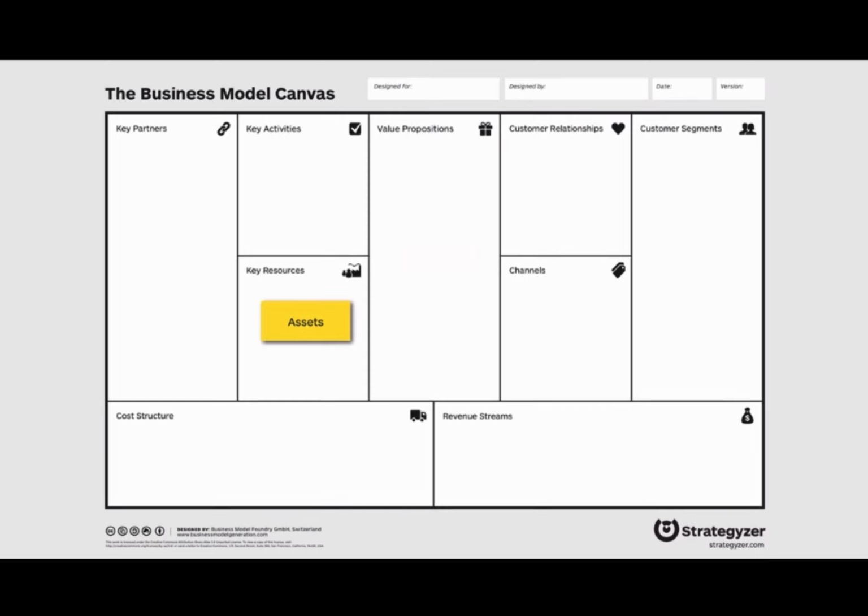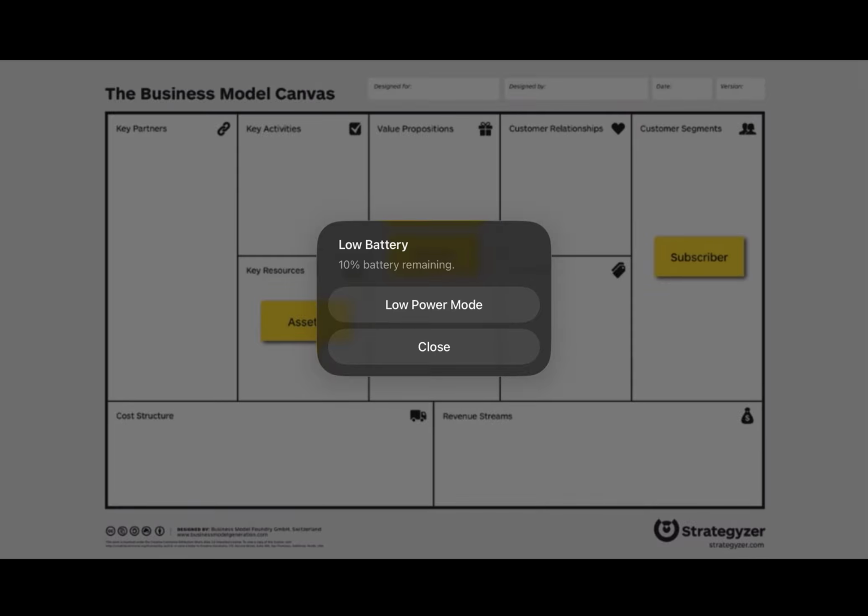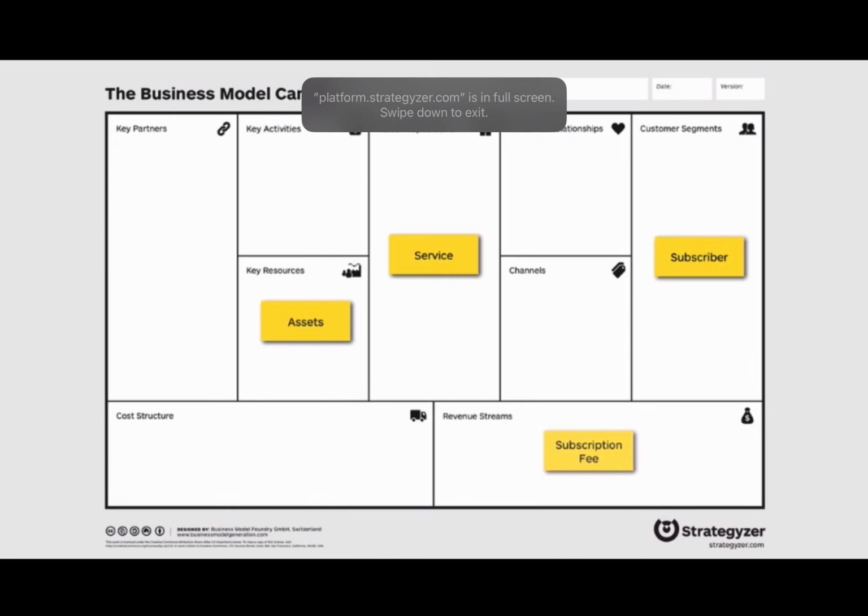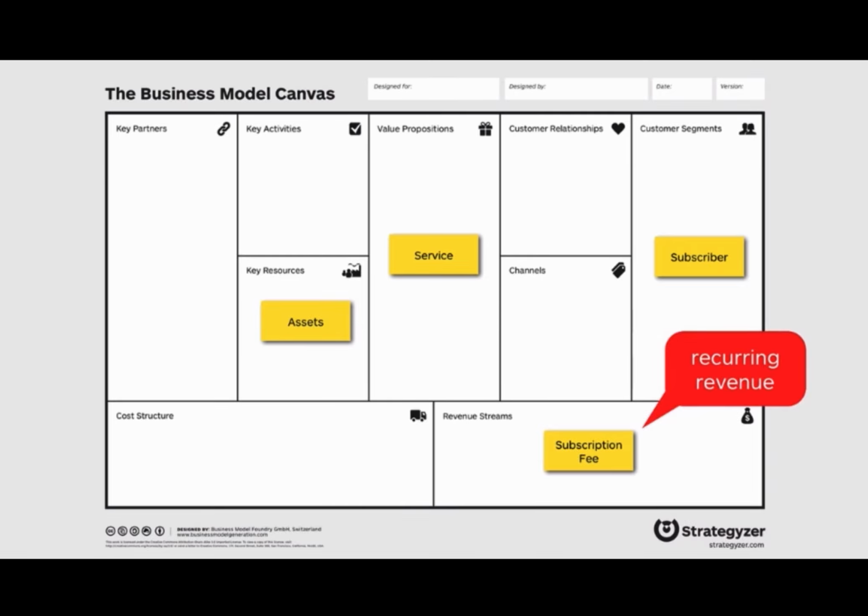As a key resource, you have an asset that is offered as a service to the customers who are the subscribers, and the subscribers pay a subscription fee. Again here, very interesting, this produces recurring and often very predictable revenue streams.